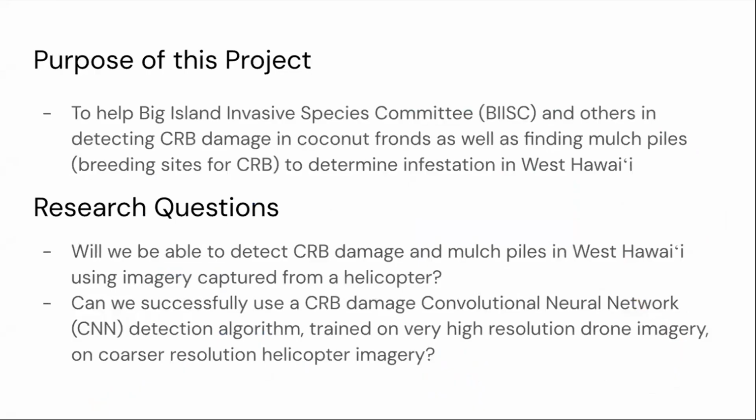So the purpose of this project was to help the Big Island Invasive Species Company and others in detecting CRB damage in coconut fronds, as well as finding mulch piles, which are the breeding sites for CRB, to determine infestation in West Hawaii. This project is sort of a continuation from our initial CRB detection flight over Waikoloa, which is the first place on Hawaii Island where CRB was first detected.